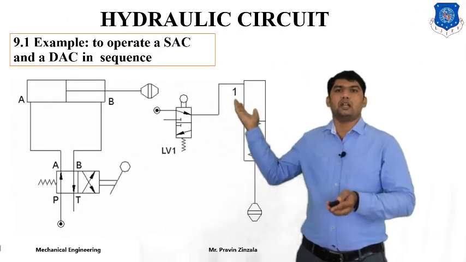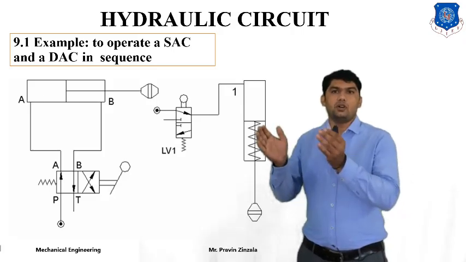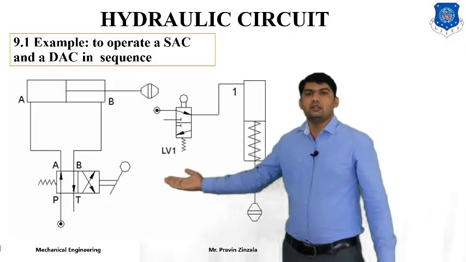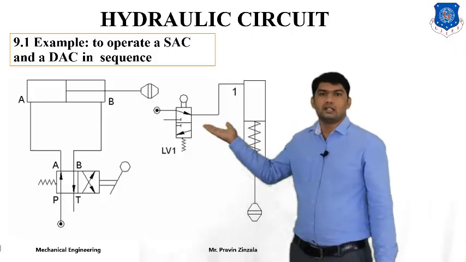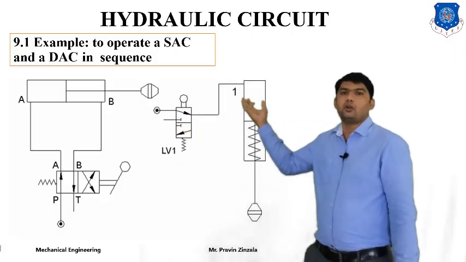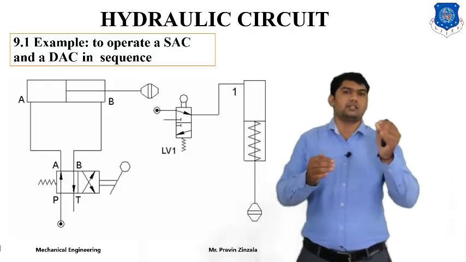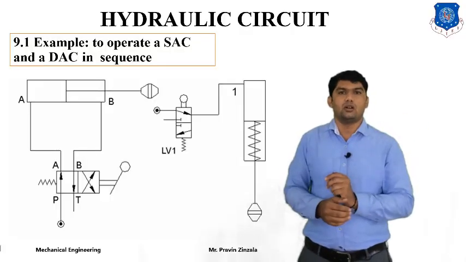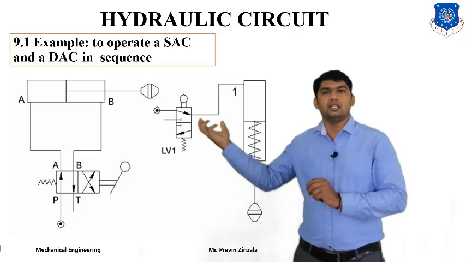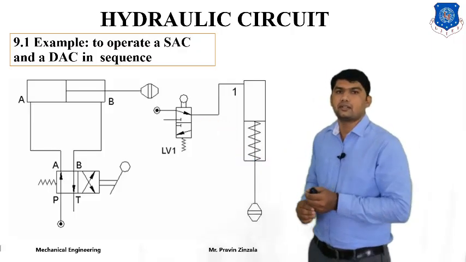The first example is to operate a single acting and a double acting cylinder in sequence. Means first we will operate the single acting and double acting cylinders in sequence. One cylinder will be connected to this power pack, and this is the second power pack. First we operate the double acting cylinder, then after that we will operate the single acting cylinder. In a particular industrial application, we require a first operation, second operation, third operation, or intermediate operation. So we can also change the positions of the different single and double acting cylinders, and we can utilize the sequencing valve for different operations in industrial applications.